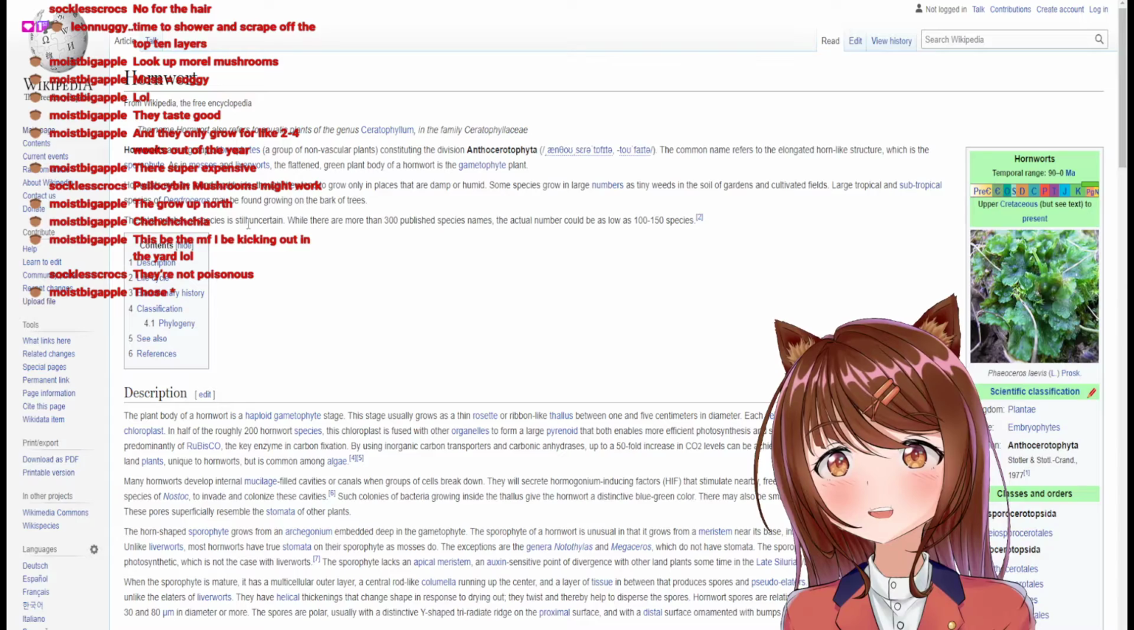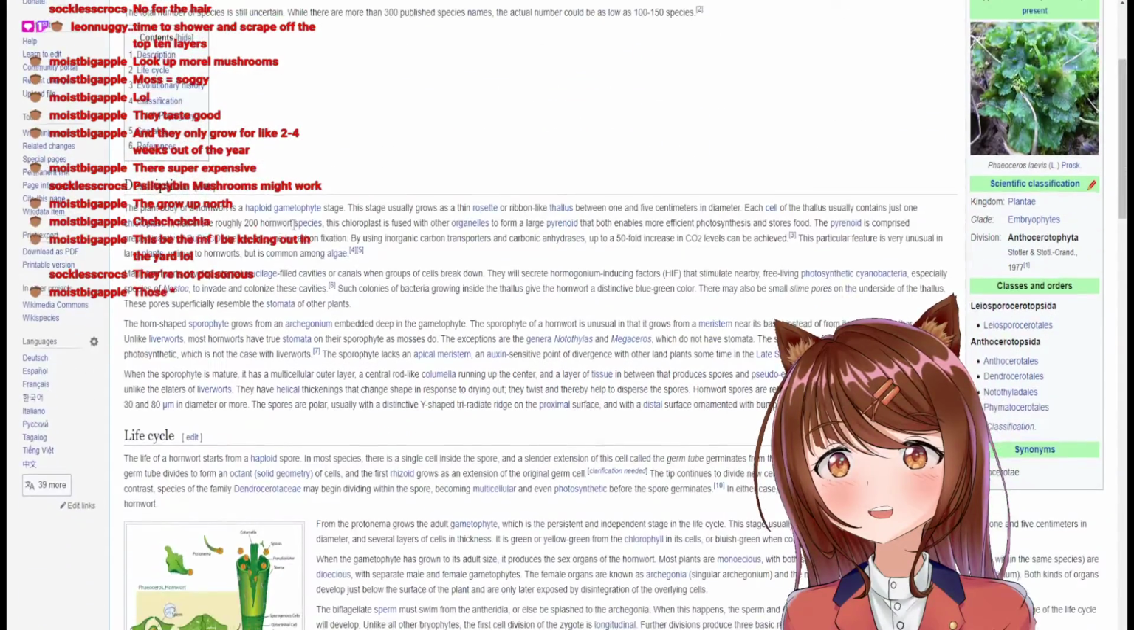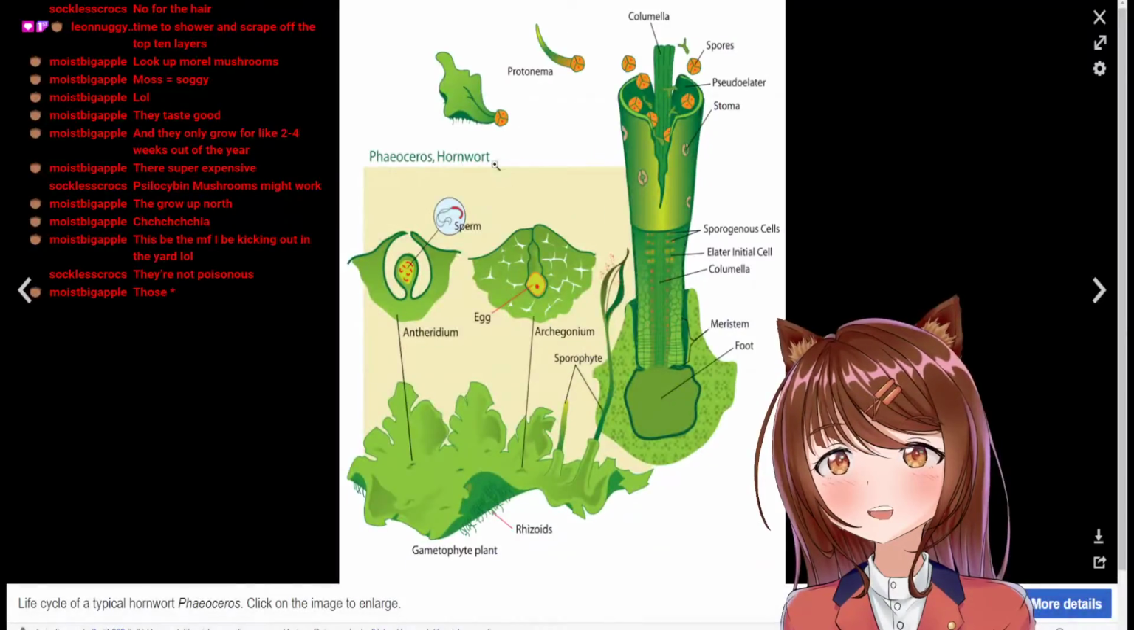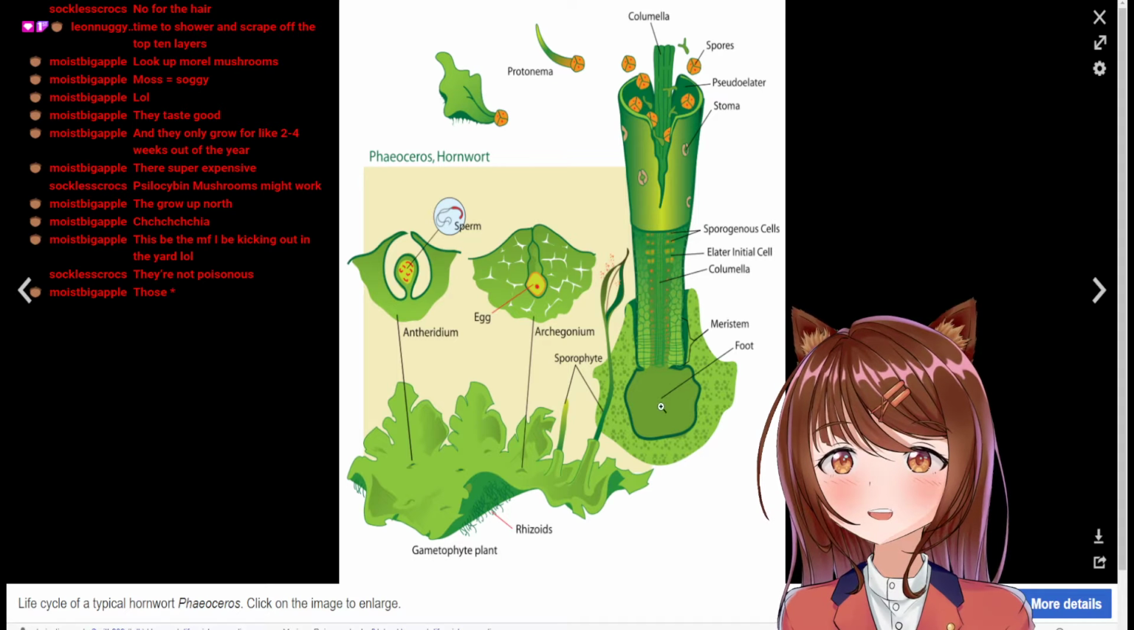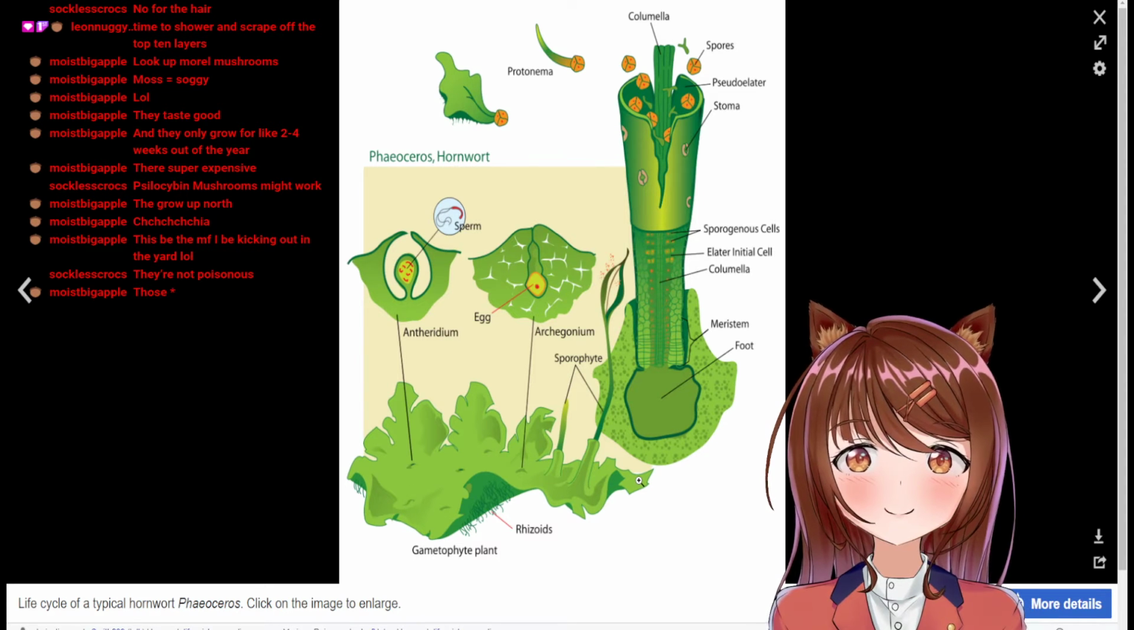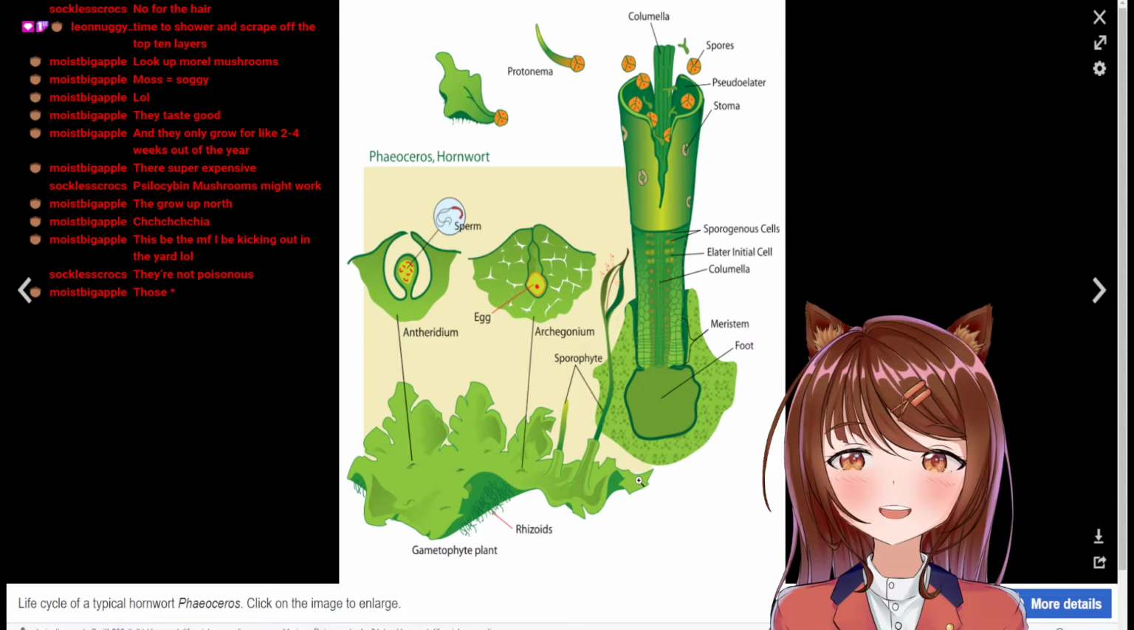Okay. How does it live? Oh, it has a life cycle. Oh, so the horn part is like the flower. Okay. And it's got like a foot. And it's got rhizoids. And it's just like a flat... It's like a slug plant. It's a slug plant.